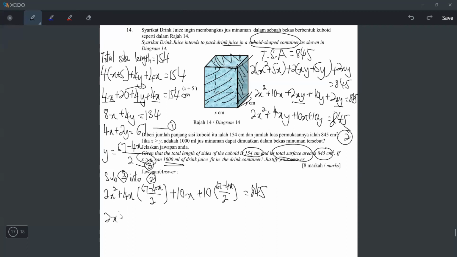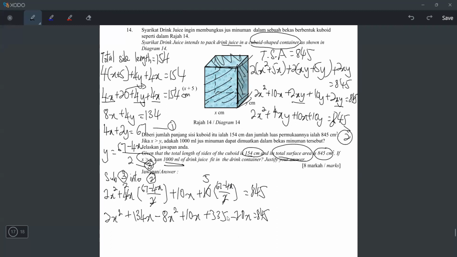So 2x squared, the 2 and this 4 can cut, becomes 2x. 2x times 67, I press, 2 times 67, I get 134x, and then 2x times 4x is 8x squared with a minus. Plus 10x, plus 2 and 10 can cut, become 5. 5 times 67 is 335, and then 5 times -4x is -20x equals to 845.